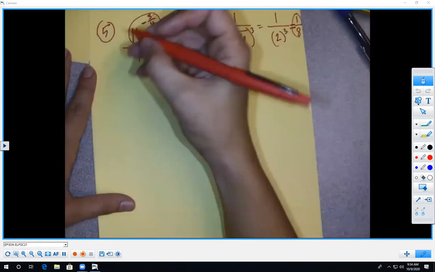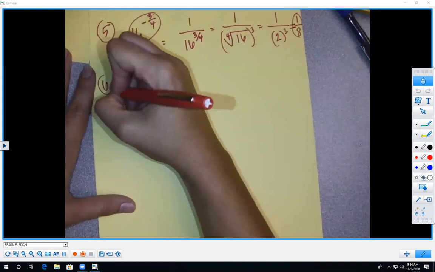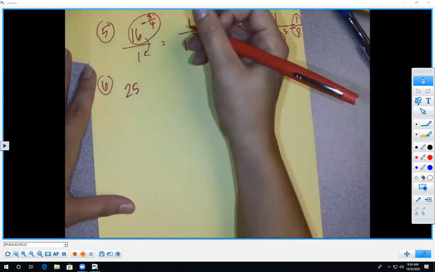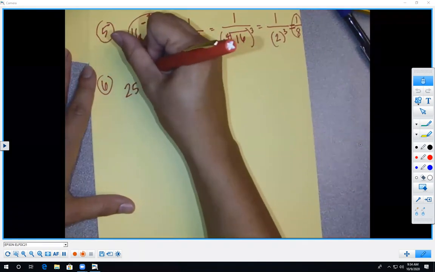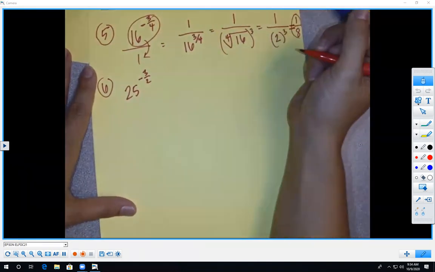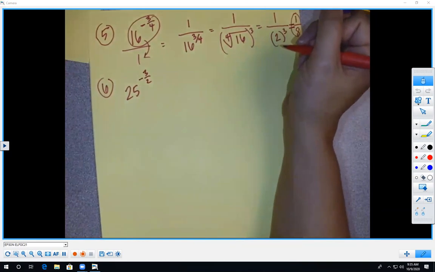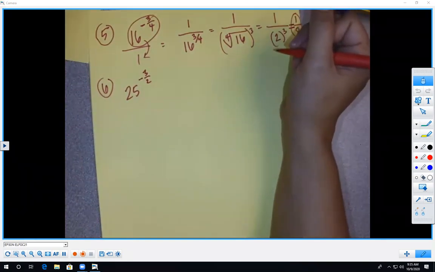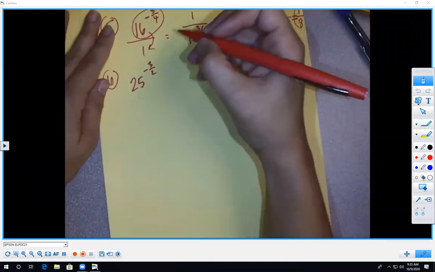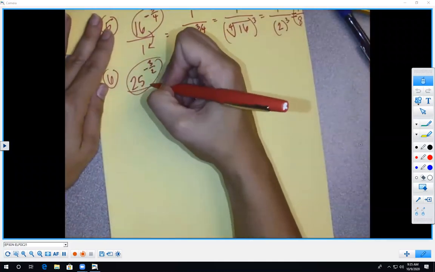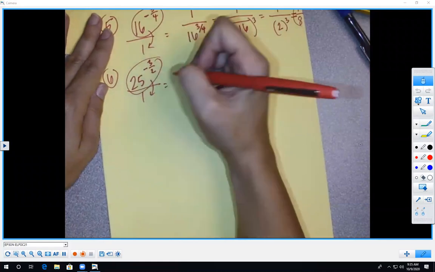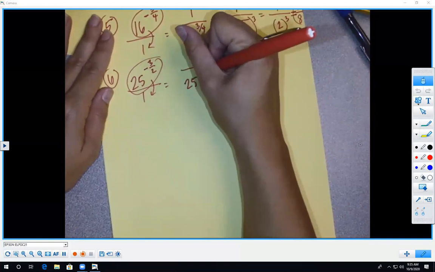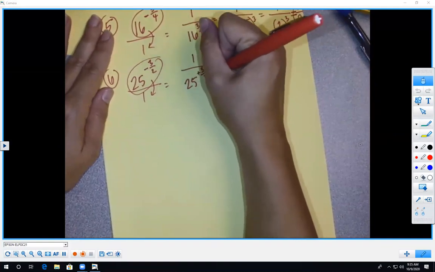What about if I had 25 raised to the -3/2 power? Again, it's a negative exponent, so you need to move it down to the bottom of a fraction. So it's 1 over 25 to the +3/2 power.